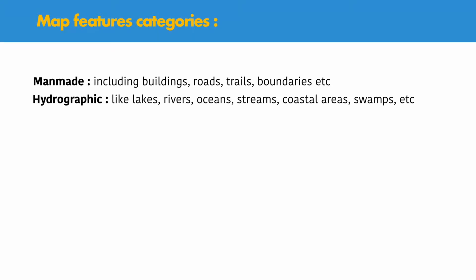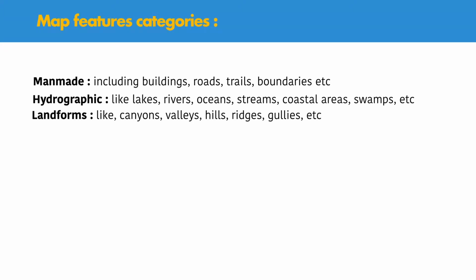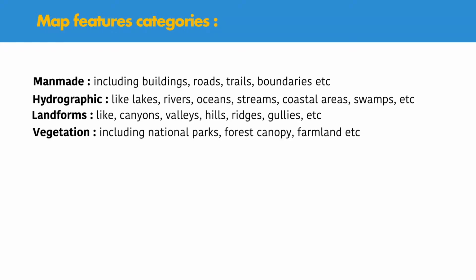The second category is hydrographic, like lakes, rivers, oceans, streams, coastal areas, swamps, etc. The third main category is the landforms, like canyons, valleys, hills, ridges, gullies, etc. And the last one is the vegetation, including national parks, forest canopy, farmland, etc. These are the four main feature categories that a topo map has.